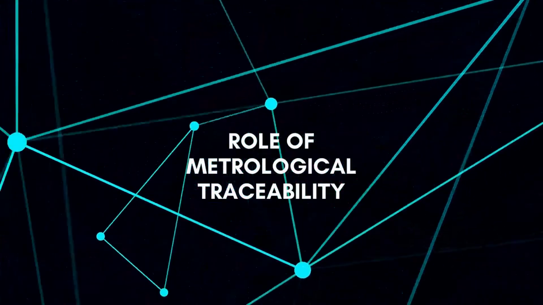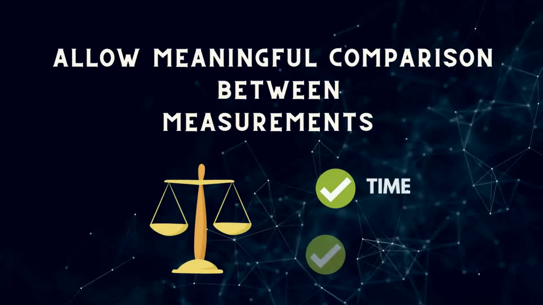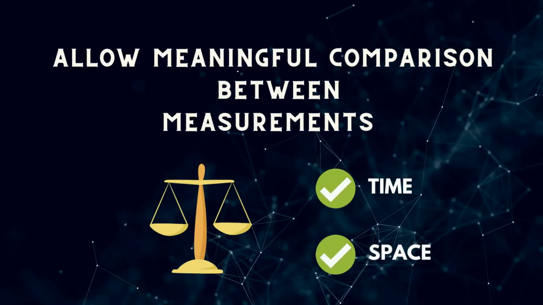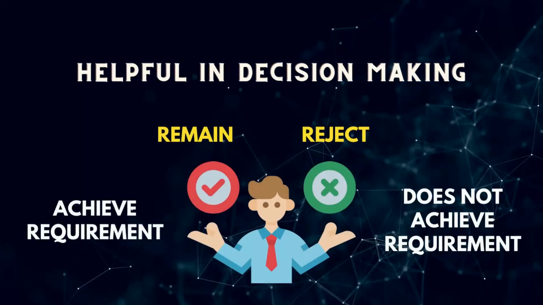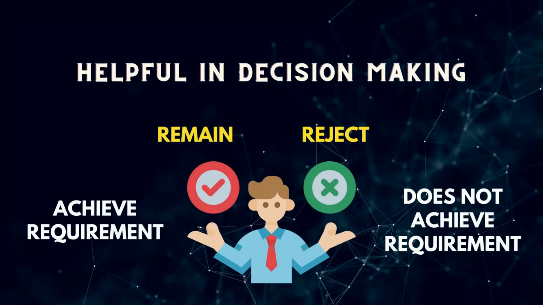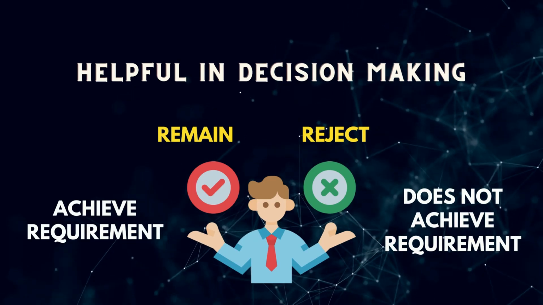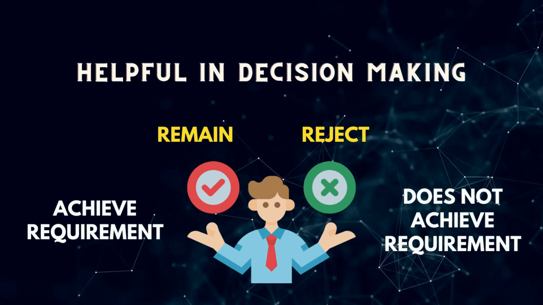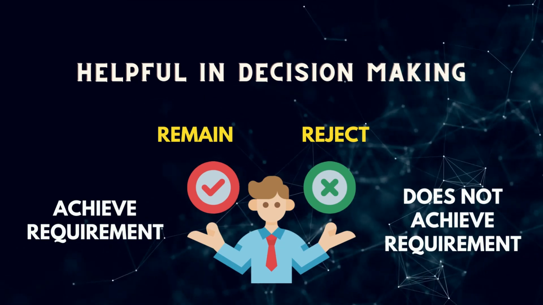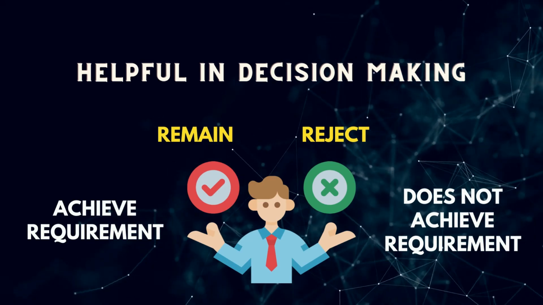Let's have a look at the role of metrological traceability. Metrological traceability plays an important role in quality assurance and quality control programs. This is because it allows a meaningful comparison between measurements over time and space. This is very helpful in decision making. For example, a comparison with a standard will help us determine whether our product or measurement achieves a certain requirement or does not. This will allow us to make decisions on whether we should reject or retain the current system or method employed.